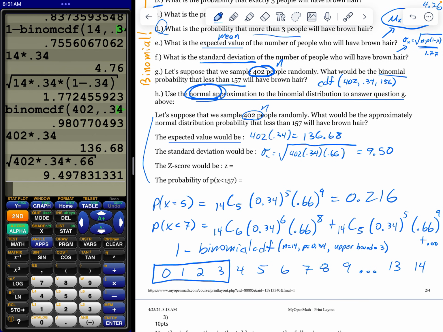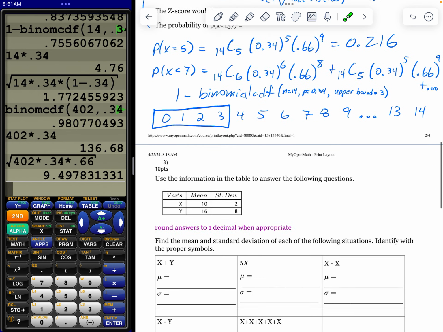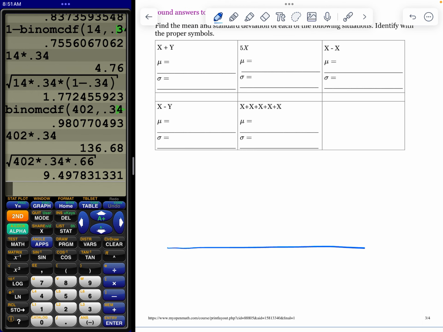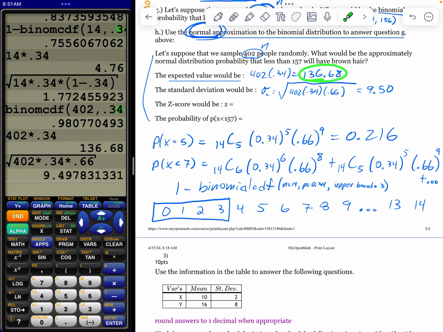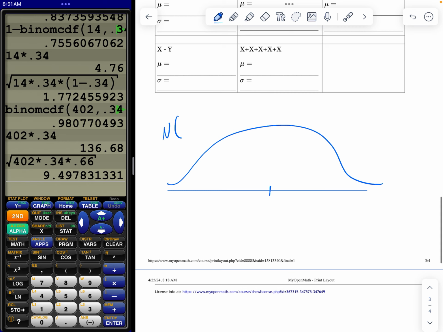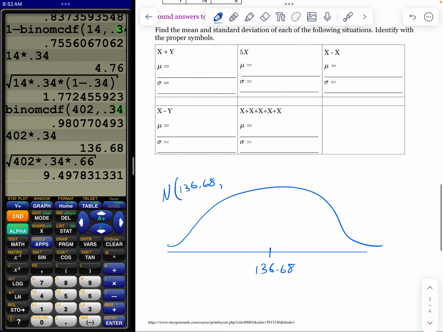Okay, the z-score would be, so because it says we're going to try to use a normal approximation instead of the whole 14C5 or 402C157, we're doing a normal approximation. So what I've got here is, let me come down here. I have created a curve. I have modeled this with a normal curve that is centered here, 136.68, right? If you remember this notation, N with a little parenthesis. And the standard deviation of this curve is 9.5, right? It's a normal distribution.